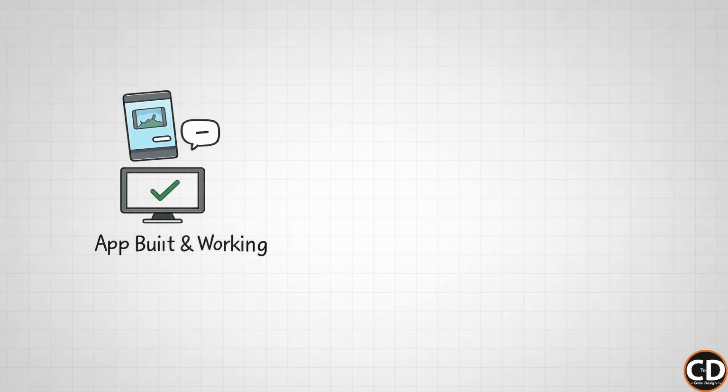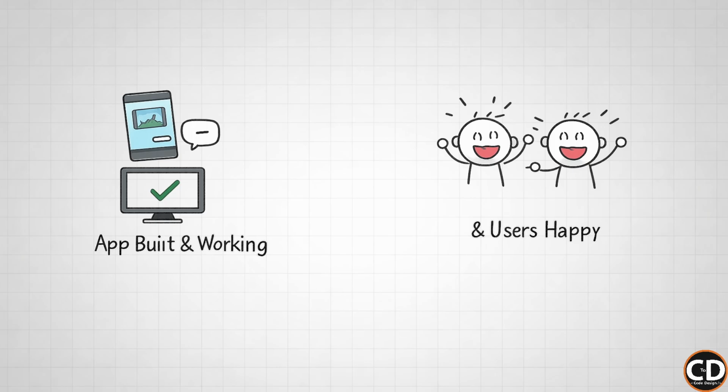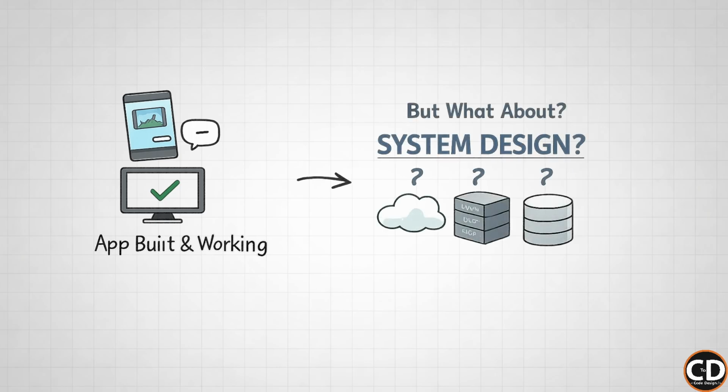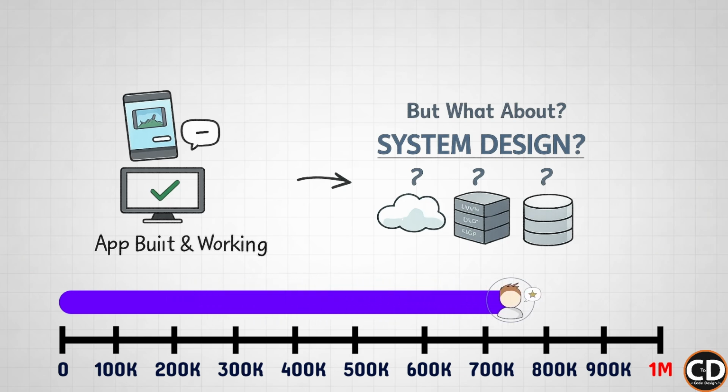So let's say you have built an app. You've written the code, everything works fine, and users are happy. But then a bigger question comes into the picture. What about the system design? What happens if tomorrow your app suddenly gets a million users?